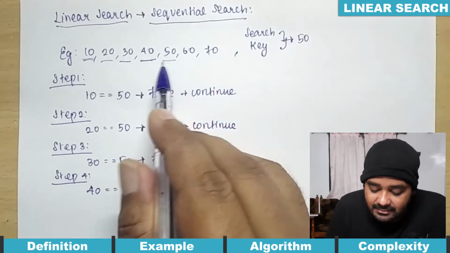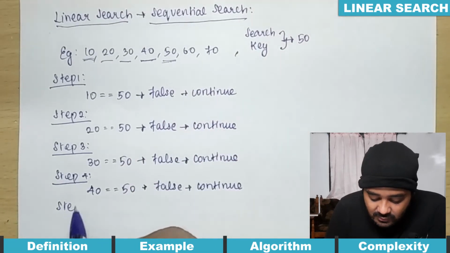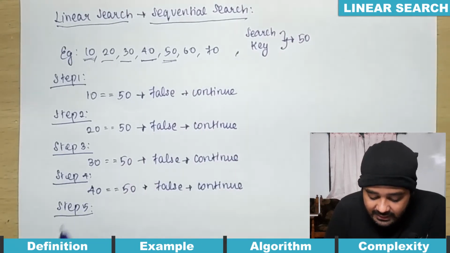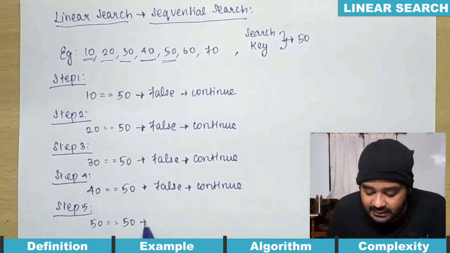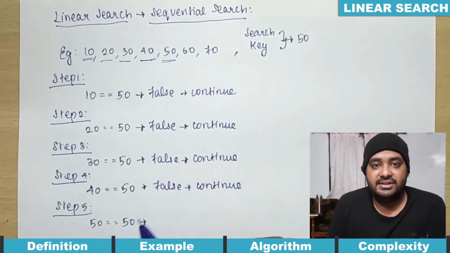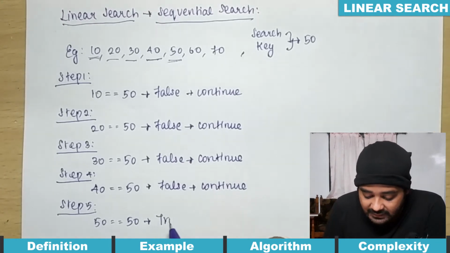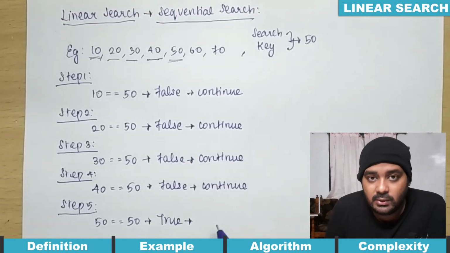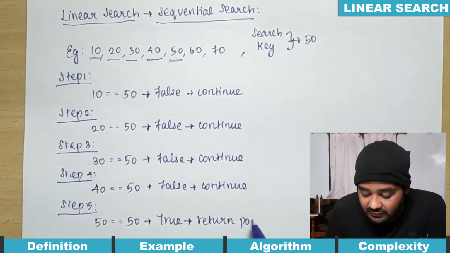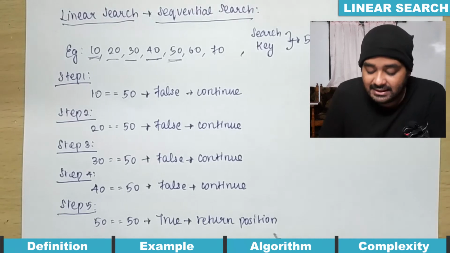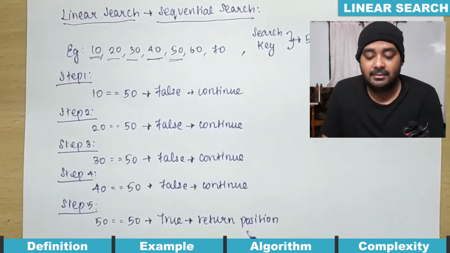Okay, so what is the next element? And the next element is 50, so I just move on to step 5, right? So 50, I just compare it with 50. Okay, here the condition is true, right? So whenever the condition is true, what I have to do is return the position of it, which is nothing but the position of this particular element 50, right?